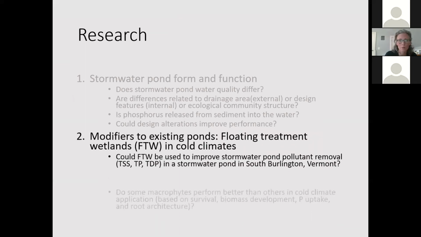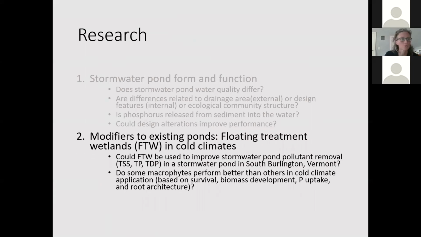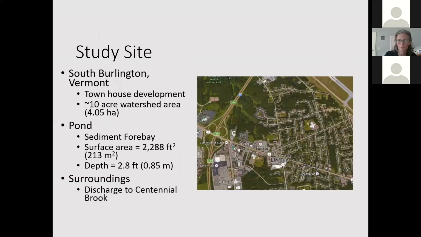So now we're at part 2 officially. So, modifiers to existing ponds. Could floating treatment wetlands be used to improve stormwater pond pollutant removal? And by pollutant removal, we're talking about total suspended solids, total phosphorus, and total dissolved phosphorus. And then a subset of that question is also, do some plants perform better than others in this cold climate, based on how well they survive, how much biomass they develop, how much phosphorus they uptake, and what their root systems look like.